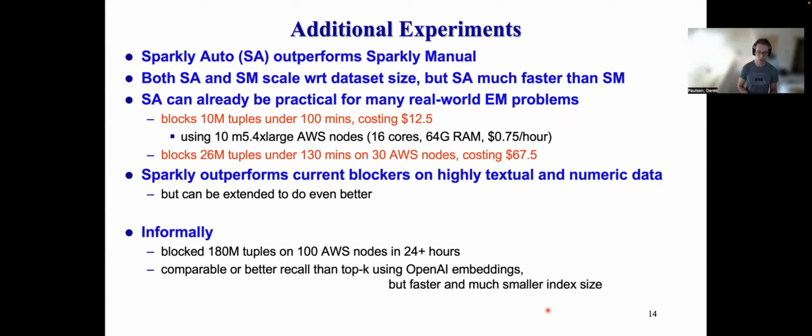We also found that Sparkly can outperform current blockers on highly textual and numeric data, but it can be extended to do even better since it's not currently tuned for such use cases. Informally, we also ran 180 million tuples on 100 AWS nodes in about 24 hours. And we compared against TopK using OpenAI embeddings and found that we got comparable or better recall, but ran much faster with a significantly smaller index size.